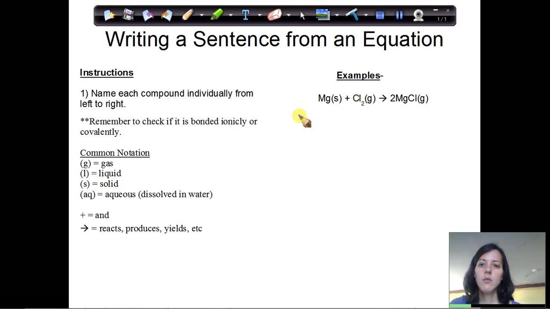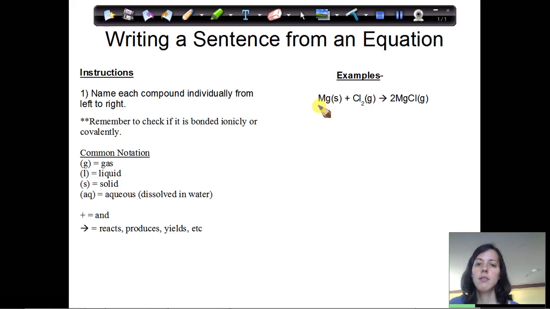In this video, we are going to learn how to write a sentence given a chemical equation, as well as how to write a chemical equation if we are given a sentence. So first we need to go over some of the notation we see up in this chemical equation. And the common notation for reference is listed over here.